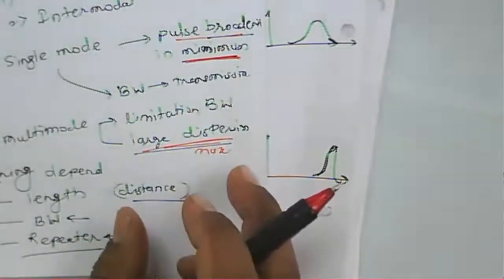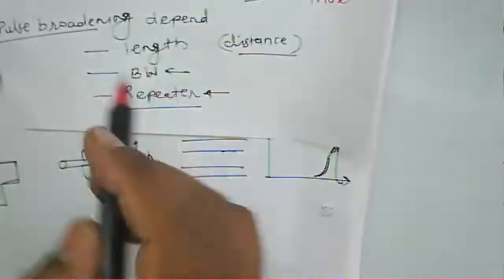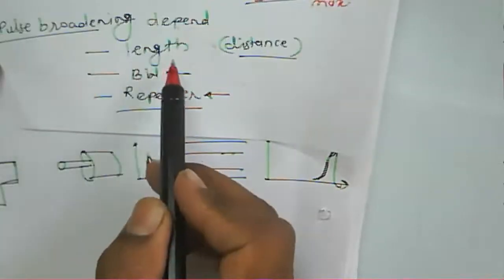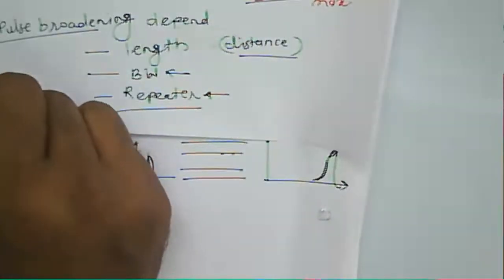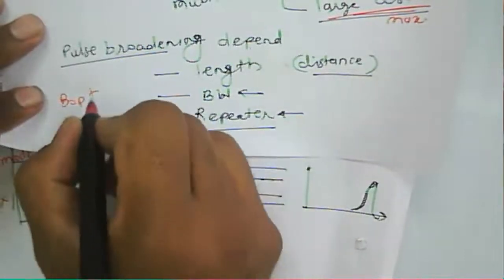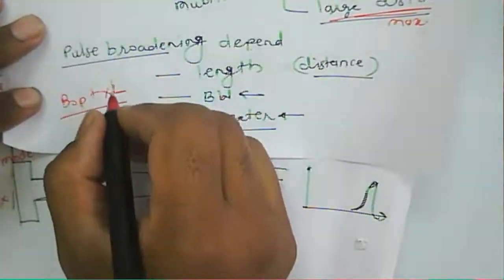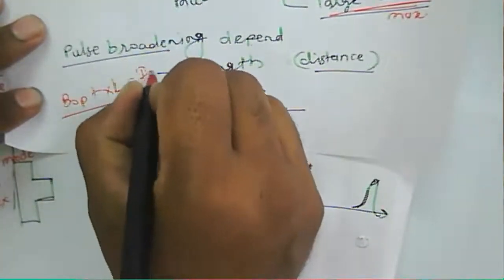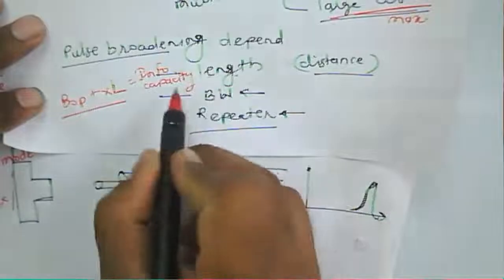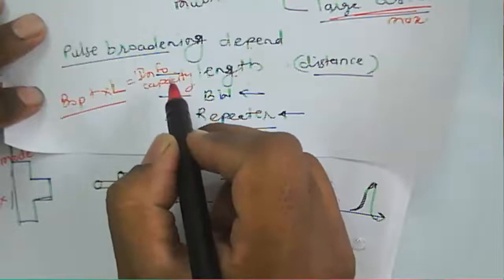So pulse broadening directly affects the bandwidth, because pulse broadening depends upon the length of the fiber. So the optical bandwidth, or you can say the bandwidth-length product, depends upon the bandwidth of the optical signal with respect to the length of the fiber, which is equal to the information capacity. That is, the length of the fiber will tell you what the capacity for the information will be, or you can say a channel information.